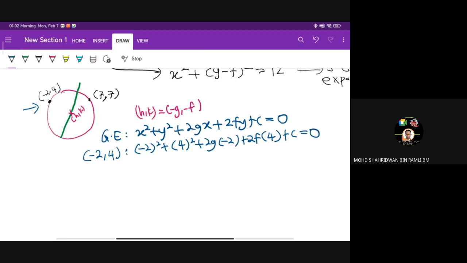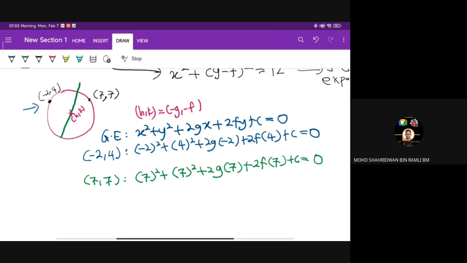Next, another equation is when we substitute 7, 7. So it will be 7 squared plus 7 squared plus 2g(7) plus 2f(7) plus c equals 0. You need to simplify in terms of g, f, and c because these three are unknown. Then you need to solve.